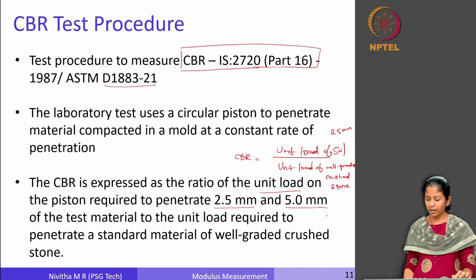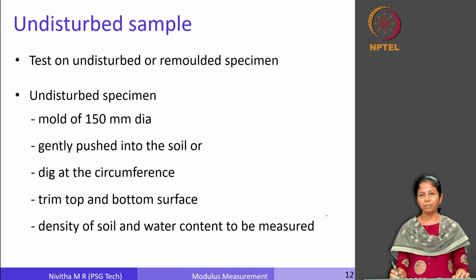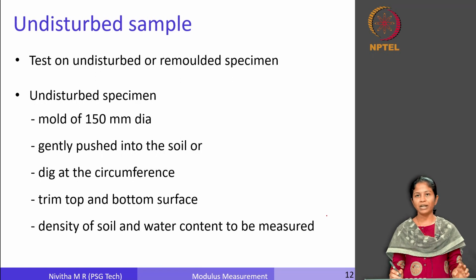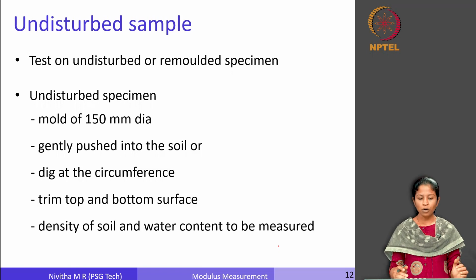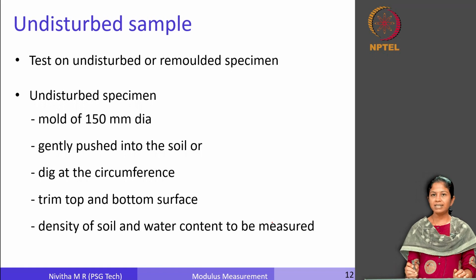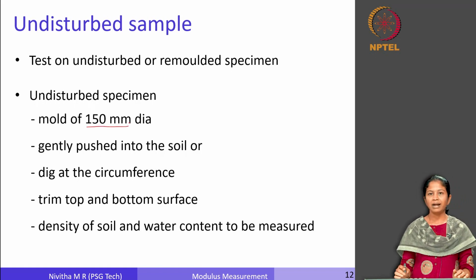Now let us look into the test procedure. So the first part is sample preparation. We can do the test on two kinds of samples. One is an undisturbed sample which we take directly from field, or the other one is a remolded sample which is prepared in the laboratory. So if it is an undisturbed sample, we can take the sample directly from field in its in situ condition, right. So how do we do it? We have a mold of 150 mm diameter. This test is performed usually on a mold which is 150 mm in diameter, right.